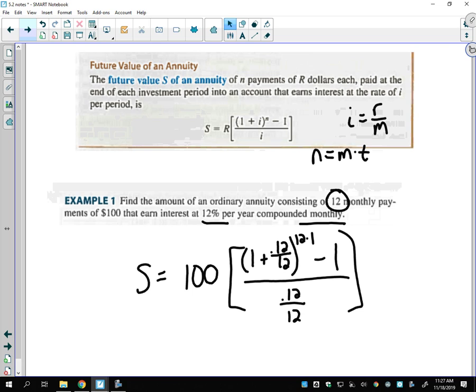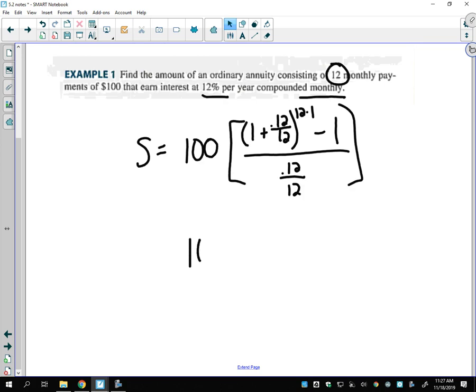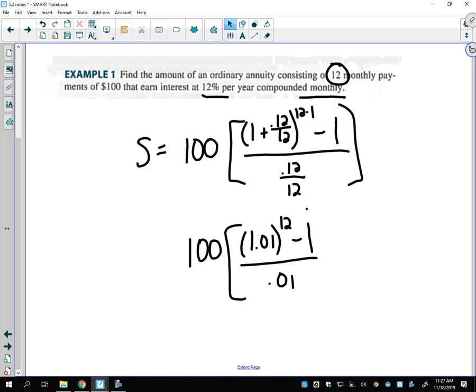And so if I simplify this a little bit, I get 100 times 1.01 to the 12th power minus 1, and I'm going to go ahead and just put that as divided by 0.01, just so I don't have to put another parenthesis in there. And then I'm going to do this all at once on my calculator. So I'm going to do 1.01 to the 12th power minus 1, divided by 0.01, times 100, and I get $1,268, and I'm going to round to the nearest cent, and 25 cents.